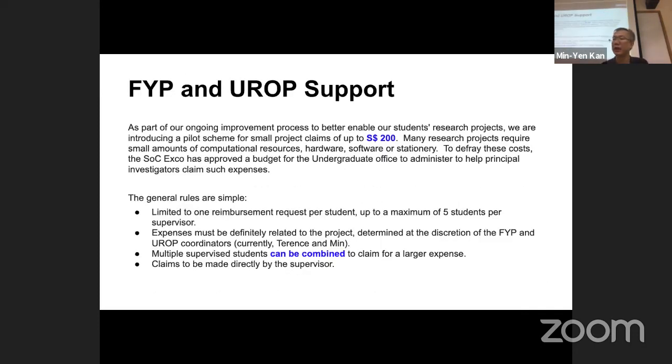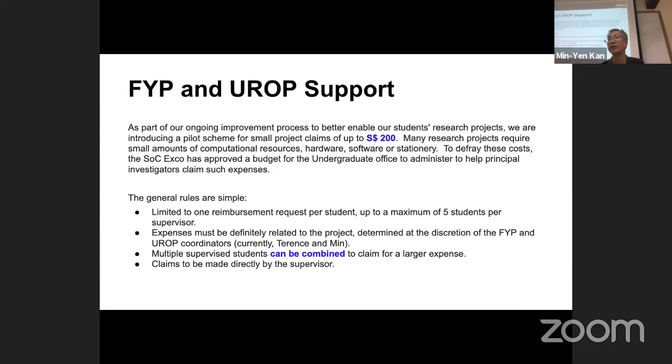Now as of last year and this year, both FYP and UROPs are accorded a budget. It's on a first come, first serve basis where we have a certain amount of money that the supervisors can apply for on your behalf. So when you talk to your supervisor, you could ask them, I understand there's a UROP or FYP budget. Are you planning to utilize any of that for my project?